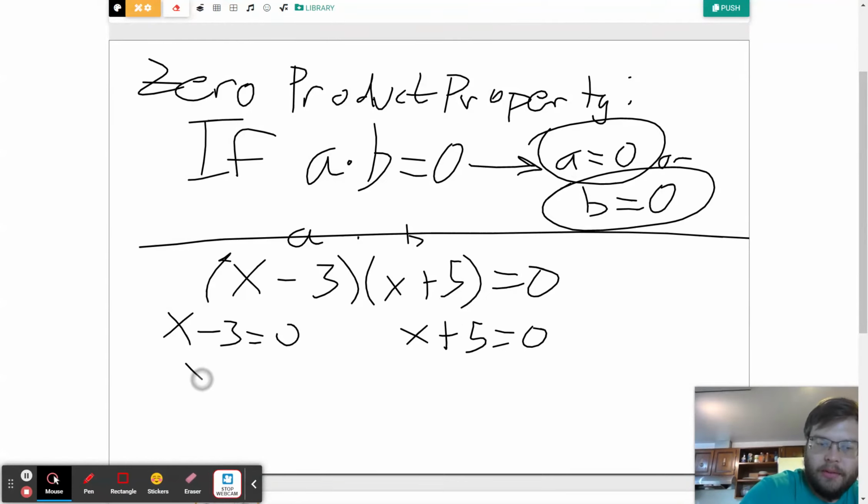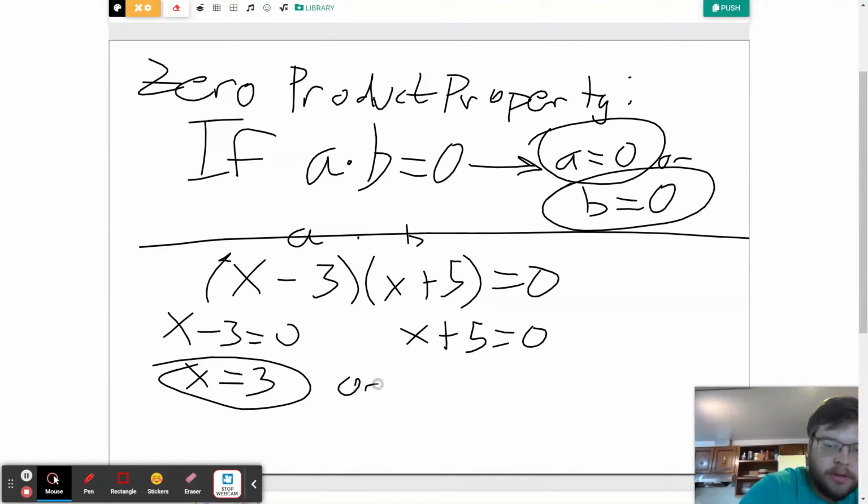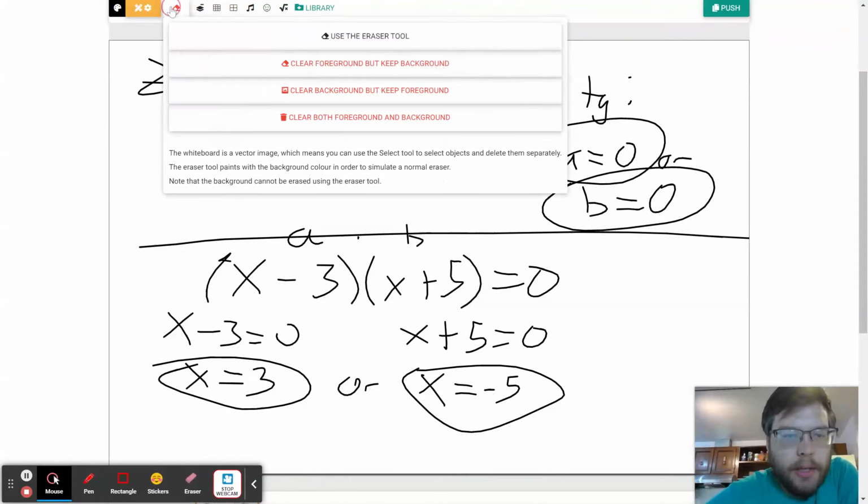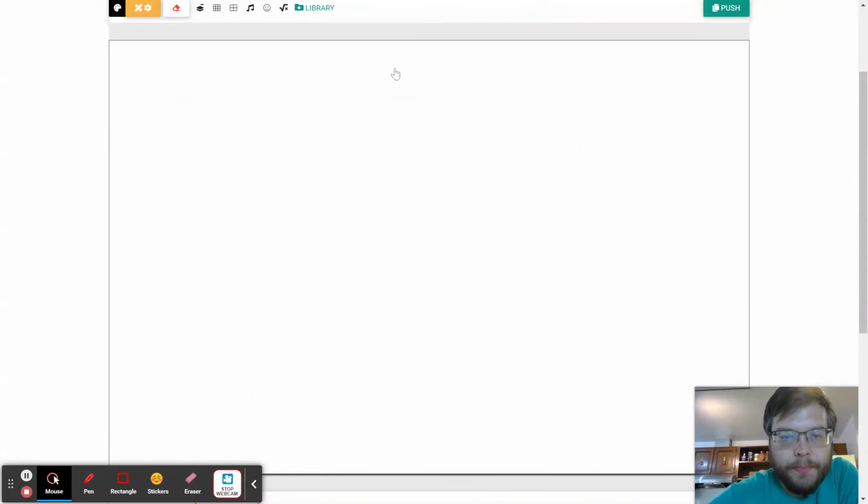Well, what does that mean? If x minus 3 is 0, x has to equal 3. If x plus 5 is 0, you subtract 5 and you get x equals negative 5. And those are your two solutions. That's the zero product property. It allows you to take a multiplication problem, in other words, two factors, and split it into two separate questions.